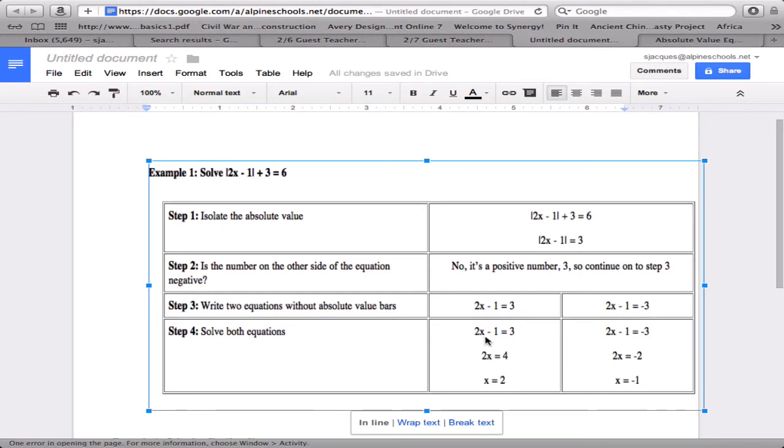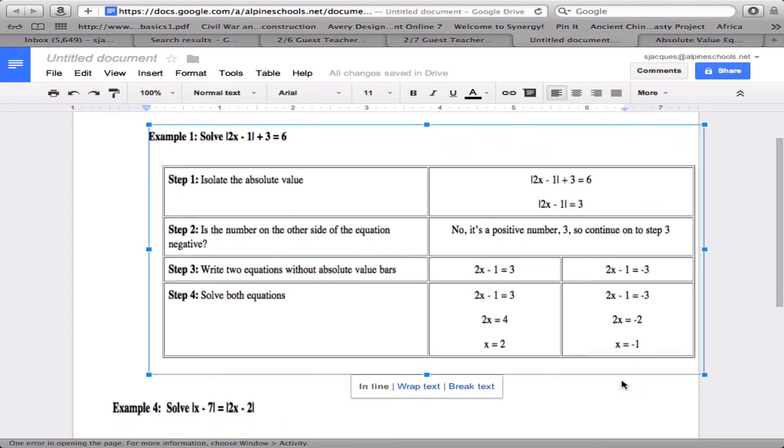Now you're just going to solve both equations. So for 2x minus 1 equals 3, you'd add 1 to both sides, which would give you 2x equals 4, and then you would divide by 2, which gives us x equals 2. The other equation, 2x minus 1 equals negative 3, you're going to add 1 to both sides, so you get 2x equals negative 2. Then you divide by 2 and you get x equals negative 1.